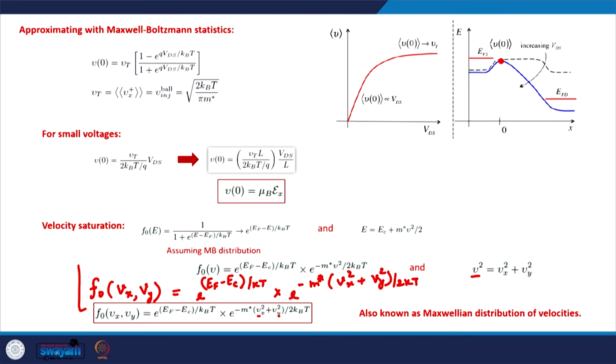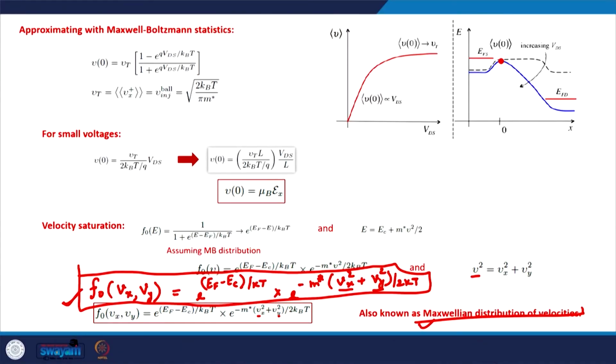So, this velocity distribution function, which is also known as the Maxwellian distribution of velocities, is the probability that a certain electron will have the Vx velocity in the x direction and Vy velocity in the y direction. That will be given by this function. That is why it is known as the velocity distribution function, also known as the Maxwellian distribution of velocities, because the Fermi-Dirac distribution has boiled down to the Maxwell-Boltzmann distribution in this case.